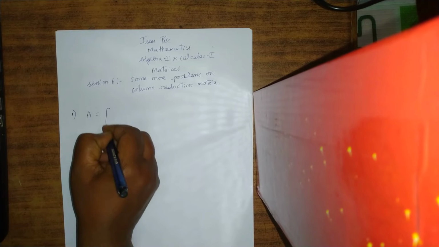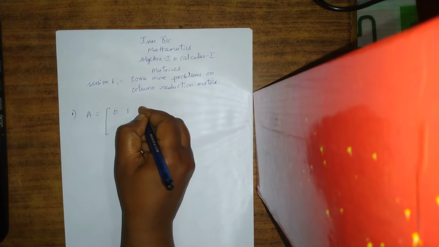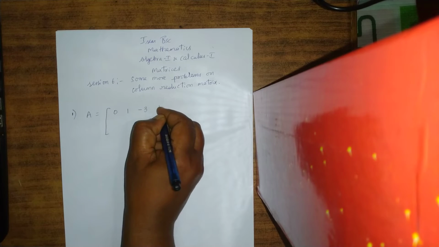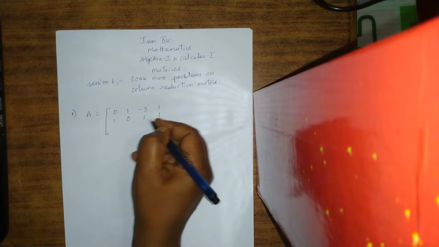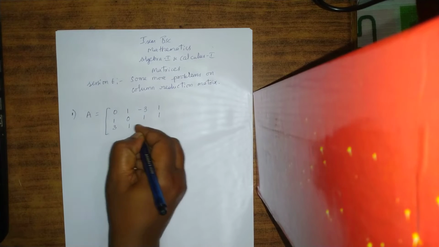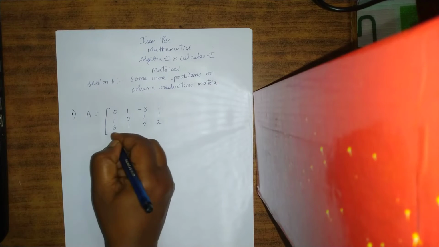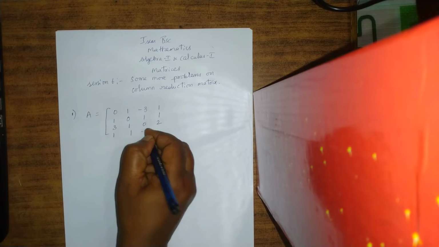A is equal to the matrix whose first row is 0, 1, minus 3, 1. The second row is 1, 0, 1, 1. The third row is 3, 1, 0, 2. And the last row is 1, 1, minus 2, 0. This is the 4 cross 4 matrix.